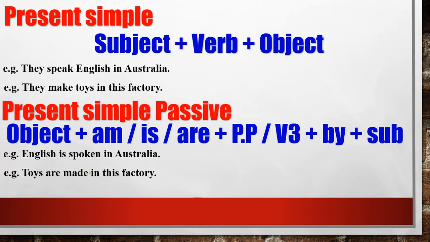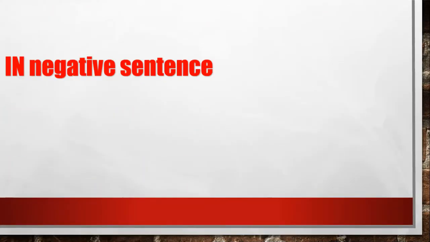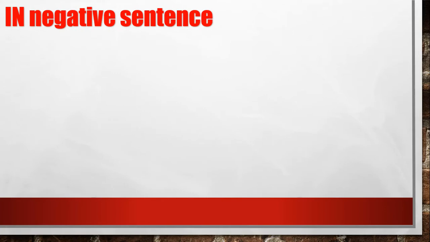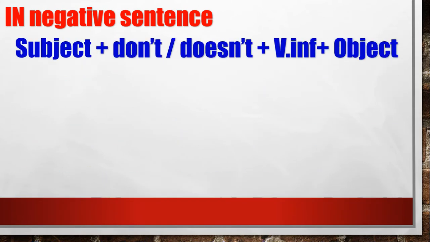Let's continue. If the sentence is in the negative form, how can we change the negative sentence to the passive? Okay, in the present simple, the negative sentence starts with a subject, then we use don't or doesn't, then we use verb in the infinitive form. After that, we use the object.